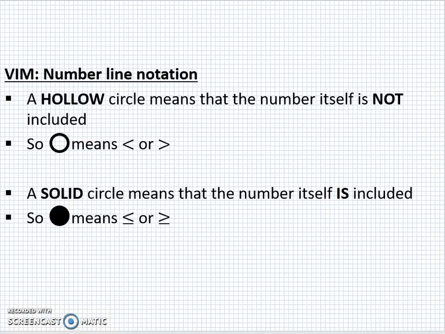If you have a look here, a hollow circle means that the number itself is not included, so not equal to, so less than or greater than. A solid circle means the number itself is included, so that's when it includes the less than or equal to or greater than or equal to. So please press pause and copy this down.